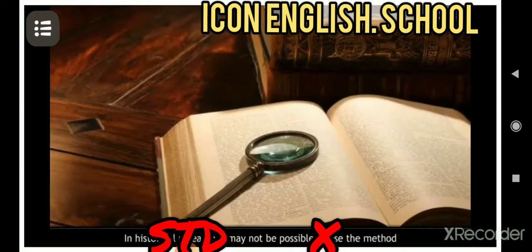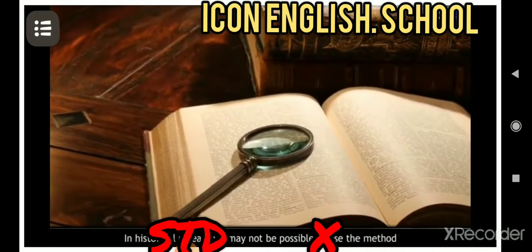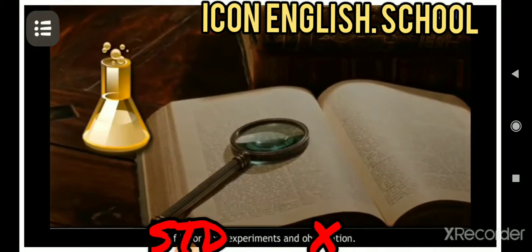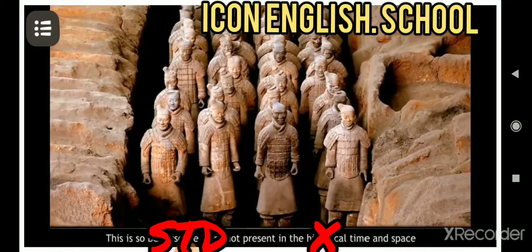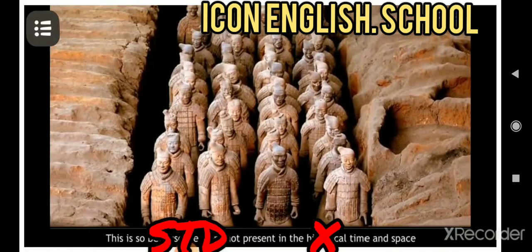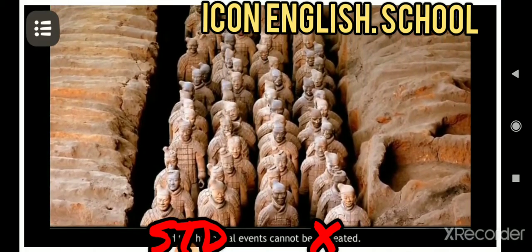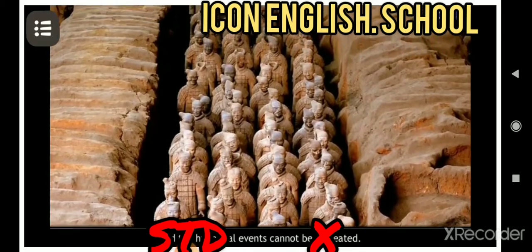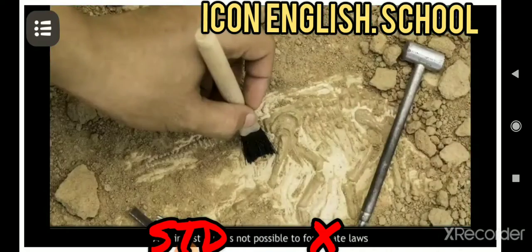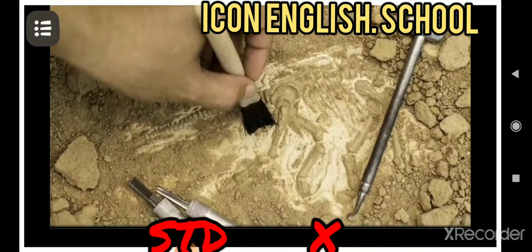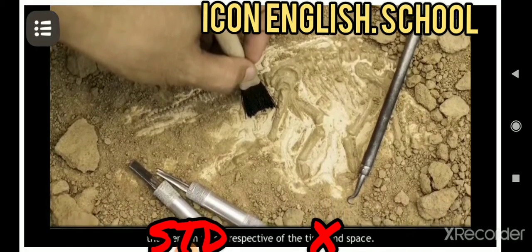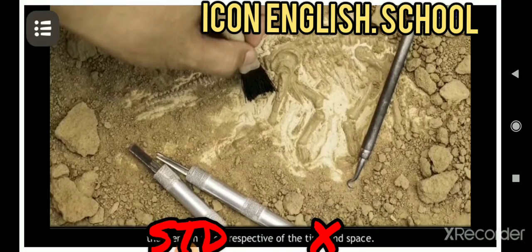In historical research, it may not be possible to use the method of laboratory experiments and observation. This is so because we were not present in the historical time and space, and the historical events cannot be recreated. Also, in history, it is not possible to formulate laws that remain true irrespective of the time and space.